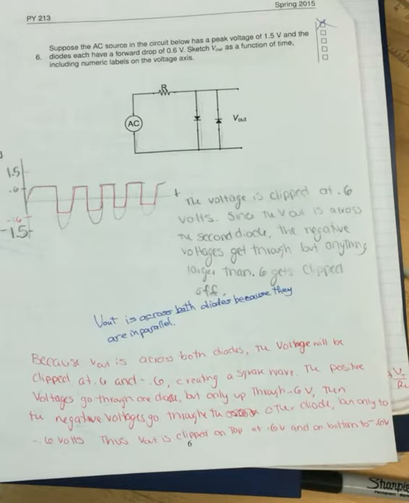For assignment 28, number 6, because V out is across both diodes, the voltage will be clipped at positive 0.6 and negative 0.6, creating a square wave. The positive voltages go through one diode, but only up through 0.6 volts. Then the negative voltages go through the other diode, but only up to negative 0.6 volts, thus clipping the output voltage. And this is because, as a property of diodes, these diodes have a voltage drop of 0.6.